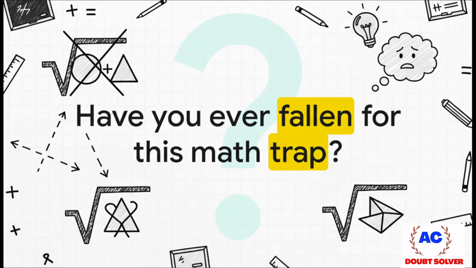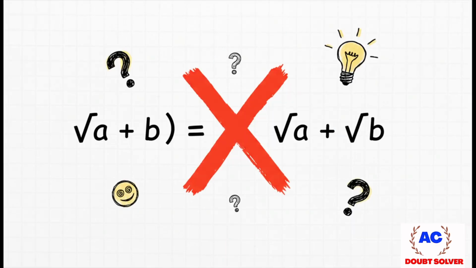You're looking at a problem, you see that square root sign sitting over two numbers being added together, and your brain just screams, "Hey, just split them apart." Yeah? If you felt that urge, you are in very, very good company. And this is it. This is the classic trap. On the surface, it just feels right, doesn't it?